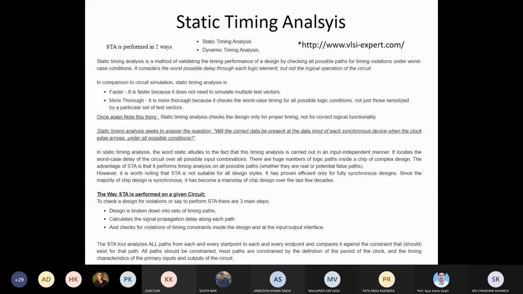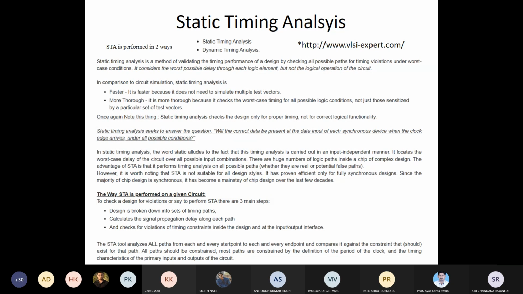So if you want to finalize your timing analysis with only DTA, it requires time. But in static timing analysis, what happens? It gives you a more thorough checking of the timing violations in a design, and at the same time, it performs the operation in a faster way. You need not check all the possible input combinations against the corresponding desired output. You just have to check all the flip-flops and their timing violations.